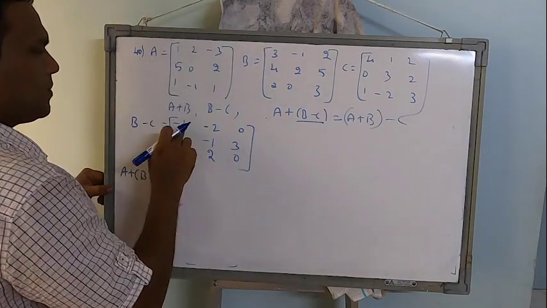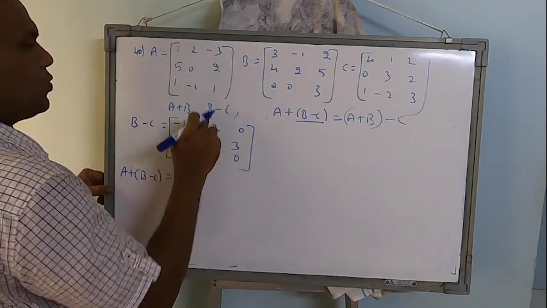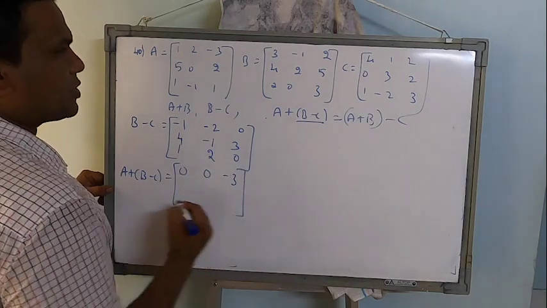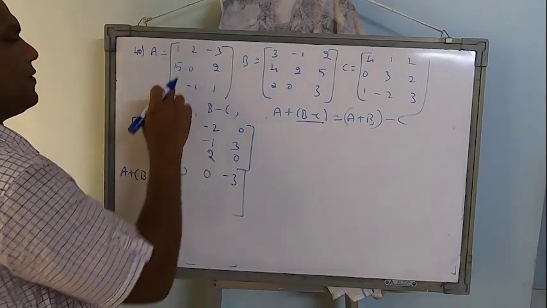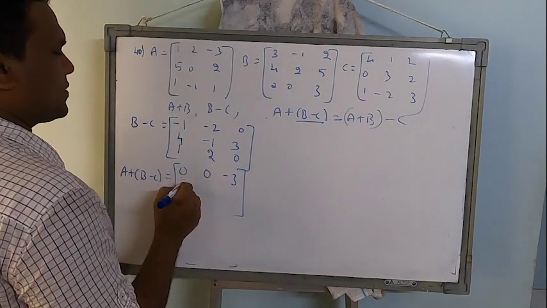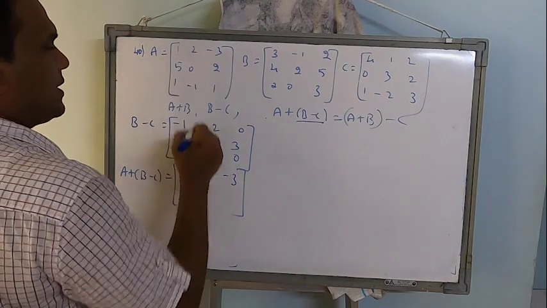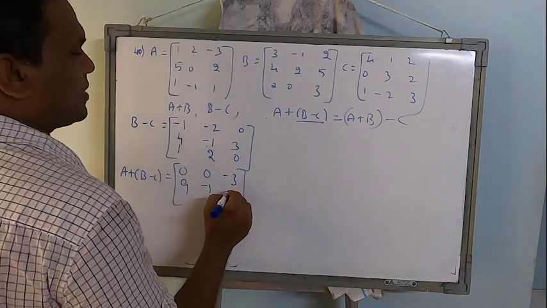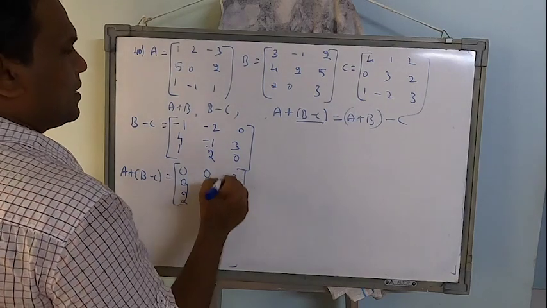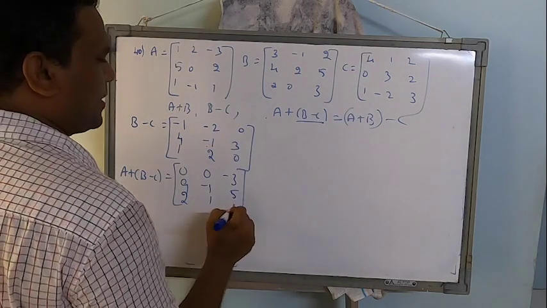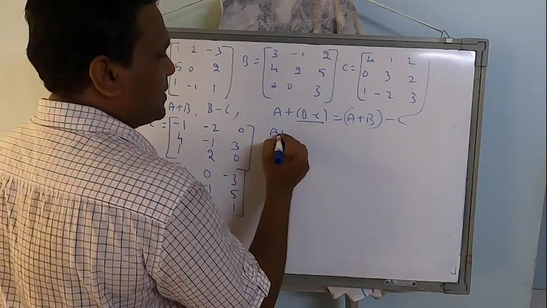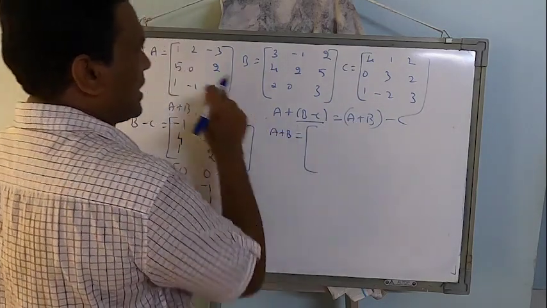So 1 minus 1 is 0, 2 minus 2 is 0, and this is going to be minus 3. The next row should be addition, right? So 5 plus 4 will be 9, 0 minus 1 is minus 1, 1 plus 4, that's going to be 5, and the next is 2, 1, and 1 plus 0 will be 1. This is the LHS value.